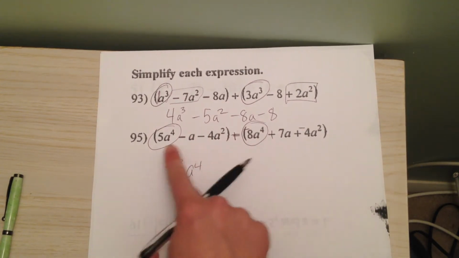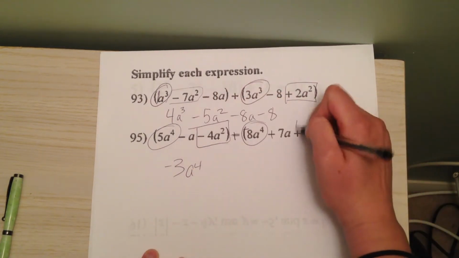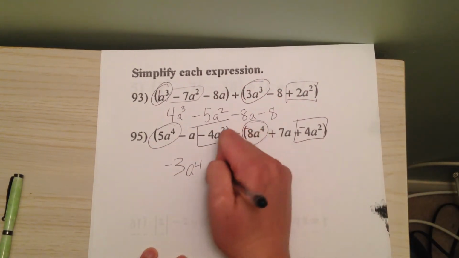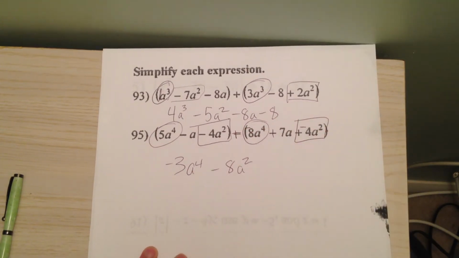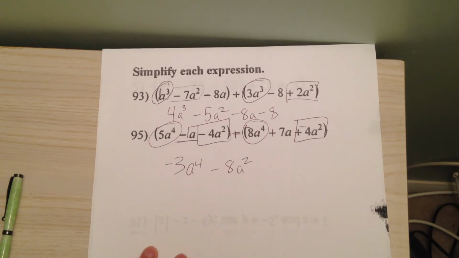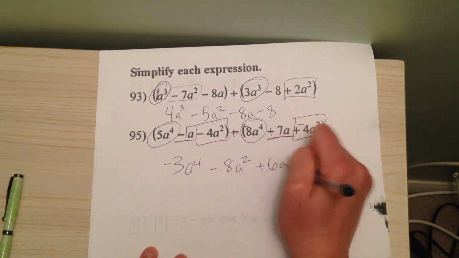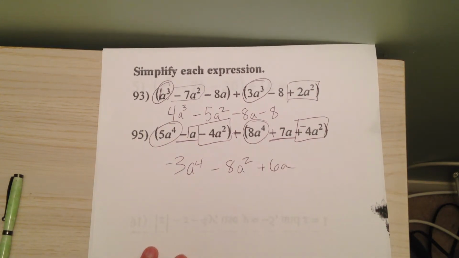Next biggest exponent is 3, but I don't have any, so we'll skip down to 2. I have negative 4 of them here, negative 4 of them here. So that's negative 8a squareds. Let's look at my a's. Negative 1 of them, ninja, positive 7 of them, so that is 6 of them positively when we're all done.